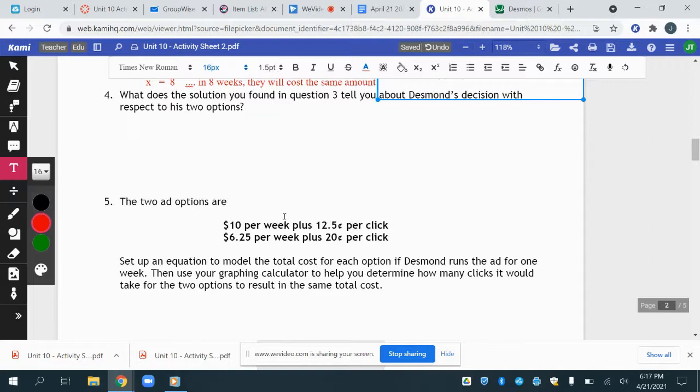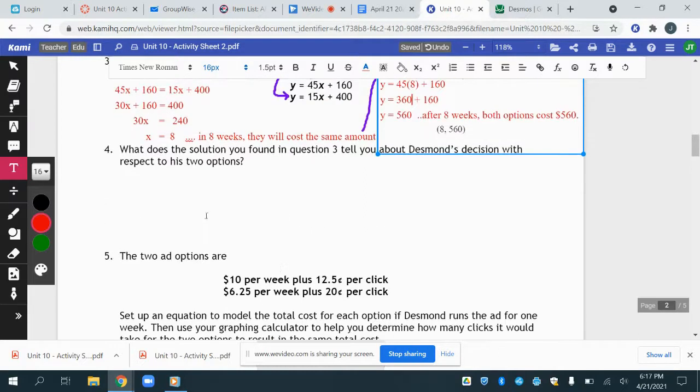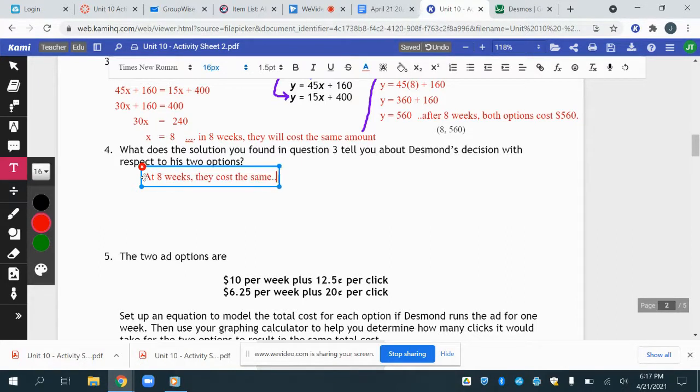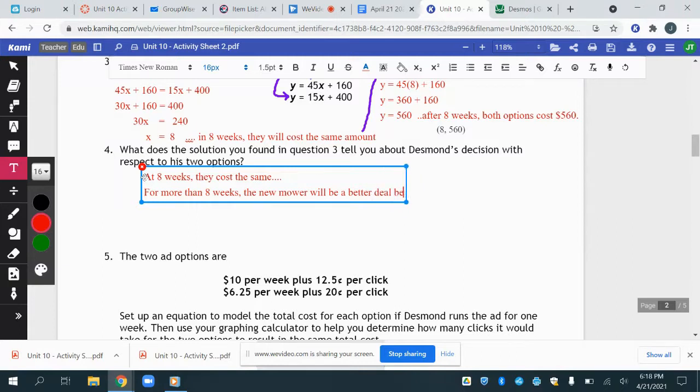All right, moving on. What does the solution to this tell us? Well, here's what we know. At 8 weeks, they cost the same. For more than 8 weeks, the new mower will be a better deal because less per week.